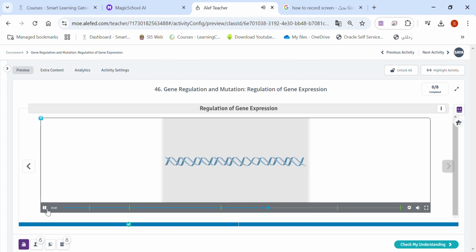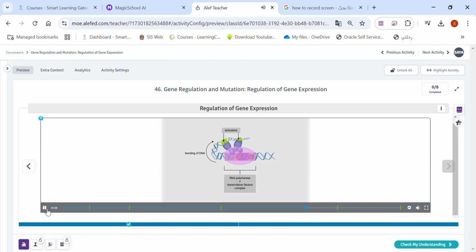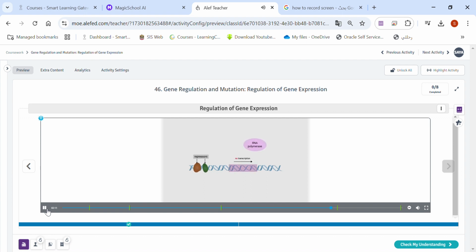RNA polymerase attaches to a promoter only with the help of special proteins. These proteins are called transcription factors. They bind to DNA and help turn genes on or off. Regulatory proteins called activators make it easier for RNA polymerase and transcription factors to bind to the promoter. Repressors do the opposite. They make it harder for RNA polymerase and transcription factors to bind to the promoter.